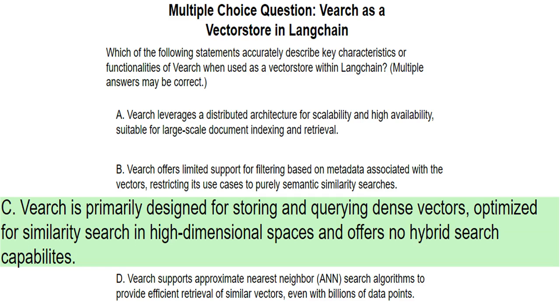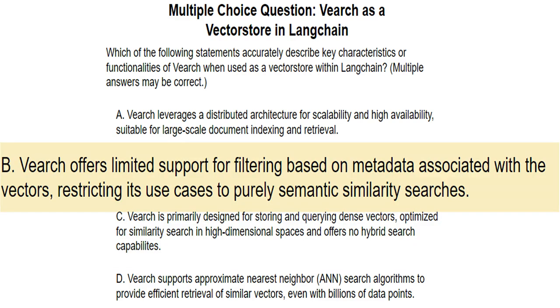Vearch indeed excels with dense vectors in high-dimensional spaces, optimized for similarity search. However, stating it offers no hybrid search capabilities is incorrect. Modern vector databases, including Vearch, increasingly support hybrid search, combining semantic and keyword-based methods. Now, let's consider option B. This statement suggests that Vearch has limited metadata filtering, confining it to semantic similarity searches. This is inaccurate. Vearch does support metadata filtering. This feature refines search results based on document or vector characteristics, enhancing targeted retrieval.